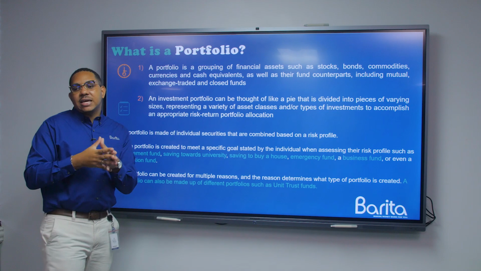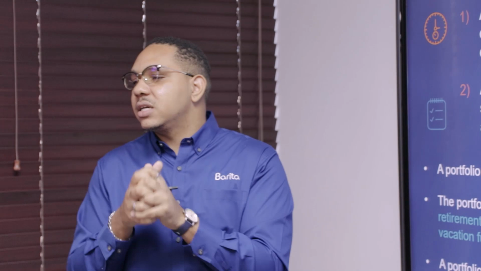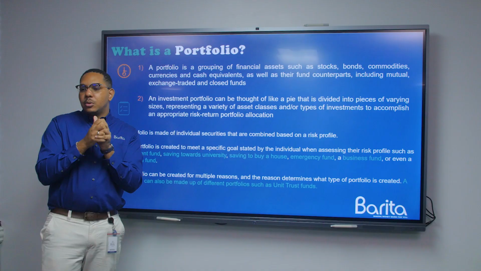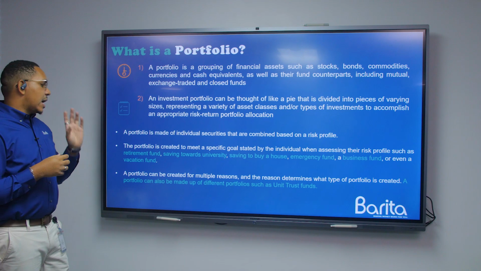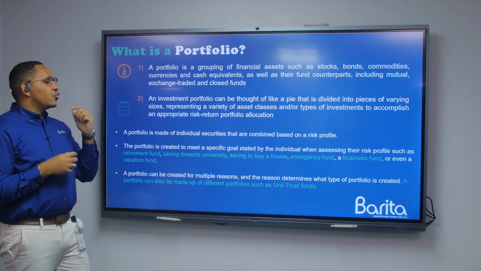Again, this conversation needs to be had. Why are you investing this money? What do you plan to use it for? Is it for a stream of income? Are you going to use it for vacation, emergency funding? Are you going to buy a house with this money? These are important questions because that determines what type of securities go into the portfolio. A portfolio can be created for multiple reasons, and the reason determines what type of portfolio is created. They go hand in hand.